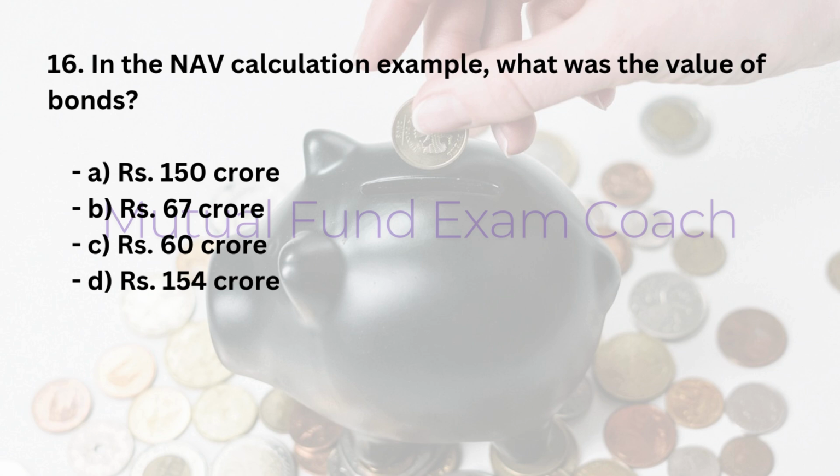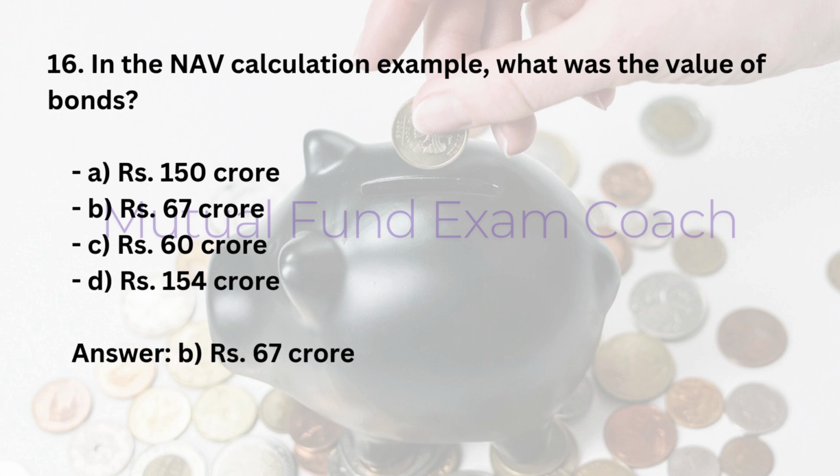16. In the NAV calculation example, what was the value of bonds? A. 150 rupees crore. B. 67 rupees crore. C. 60 rupees crore. D. 154 rupees crore. Answer, B. 67 rupees crore.